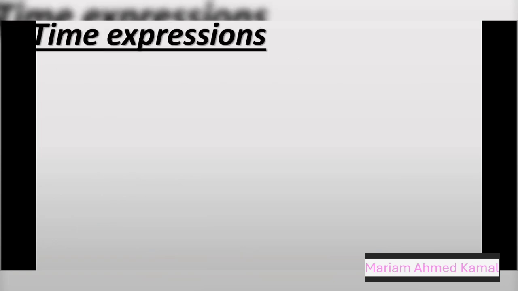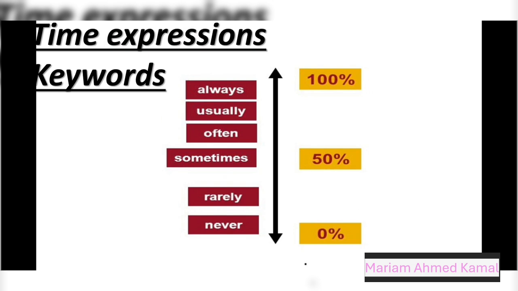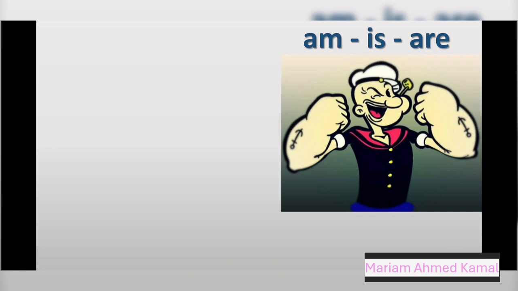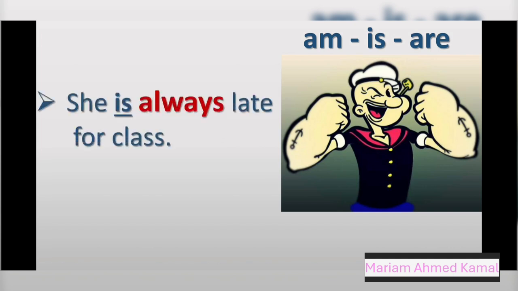What about the time expressions? Time expressions mean the keywords. Whenever you see them, you have to use the present simple tense, okay? What are the time expressions? We have always, usually, often, sometimes, rarely, never, okay? So these are the time expressions. Okay, where do we put the time expressions? If we have the verb to be, am or is or are, they are very strong, so we have to put the time expressions after them, okay? So she is always late, okay? So am or is or are should be first, then the keyword.